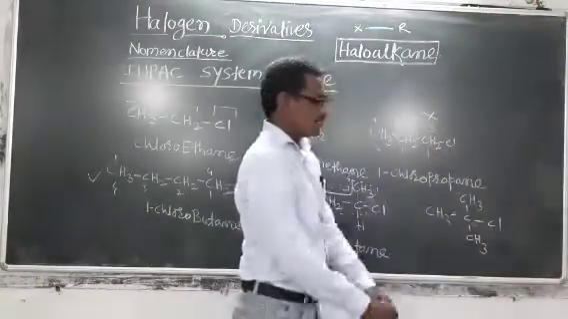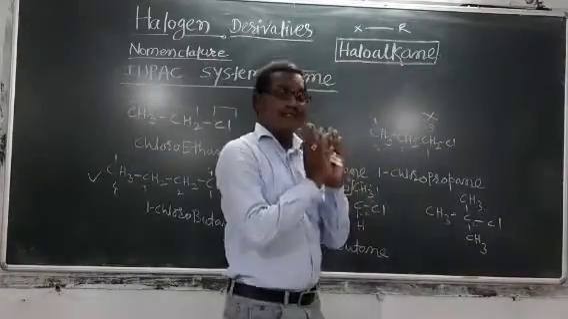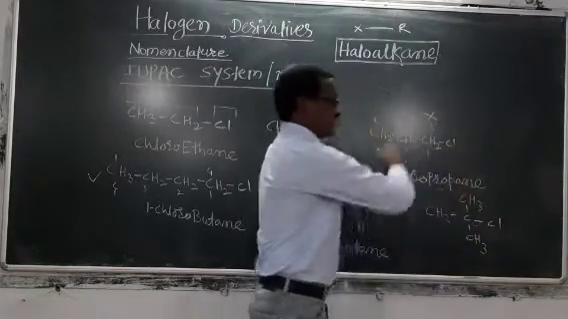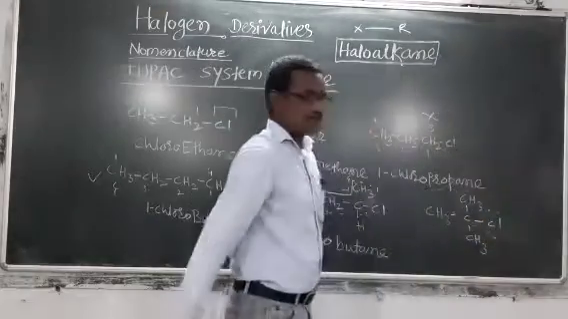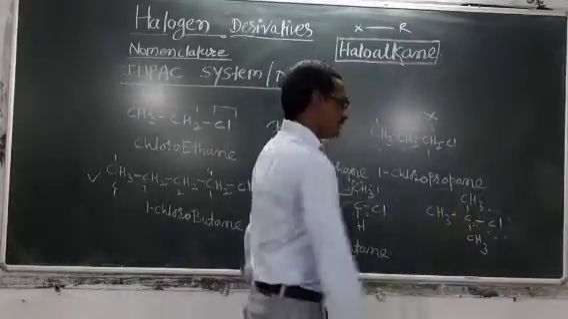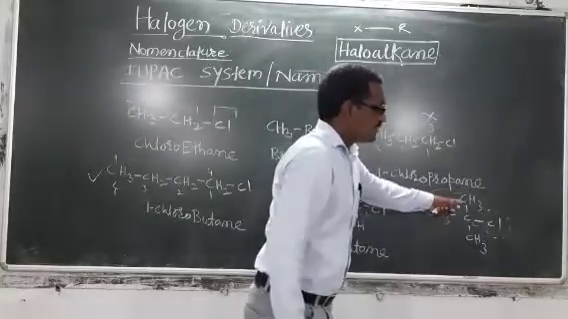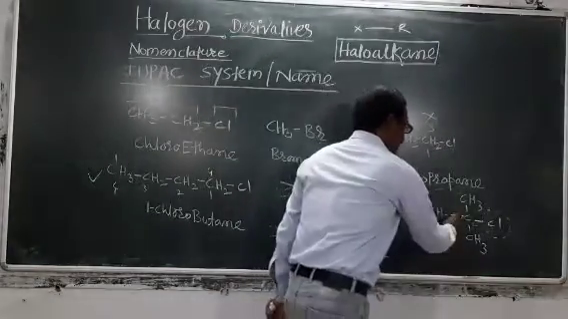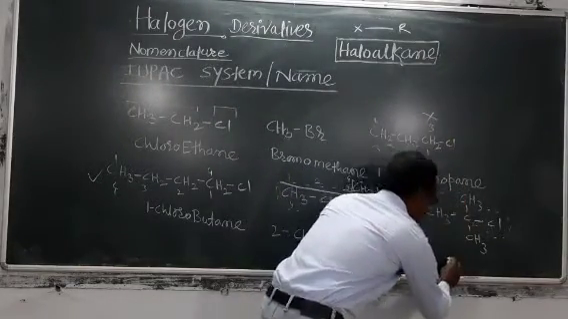Now give the name. While giving the name, first of all we have to give the name of the alkane. Here this is alkane and this part is the halo part. So what will be the name for this? Name for this according to alkane. First of all we will select the longest continuous chain. 1 2 3 means it has become propane.